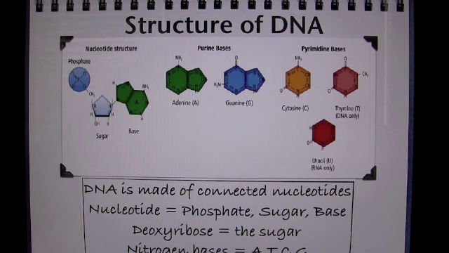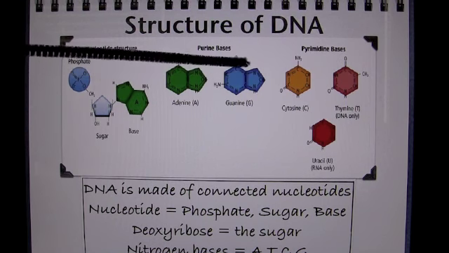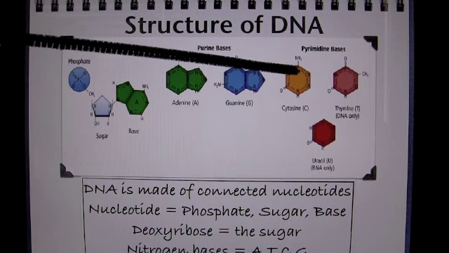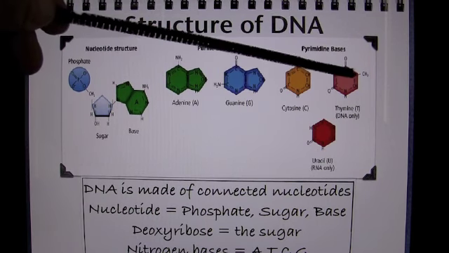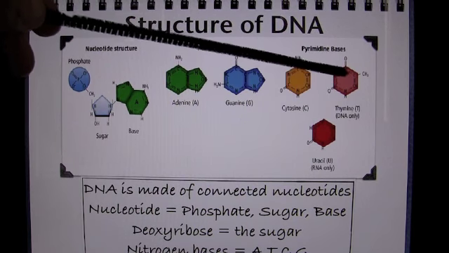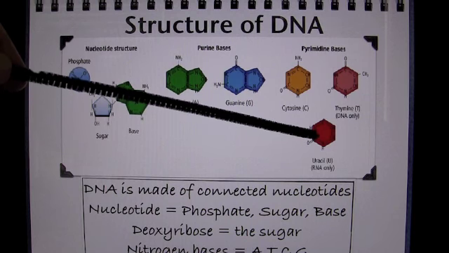As far as the basic structure of DNA, DNA is made up of a bunch of connected nucleotides. A nucleotide is made up of a phosphate, a sugar, and a nitrogen base. The sugar is deoxyribose sugar. The nitrogen bases are either adenine, which is represented with an A, guanine, represented with a G, cytosine, represented with a C, and thymine, represented with a T. Now in RNA, you do not have the thymine, you have a uracil instead.